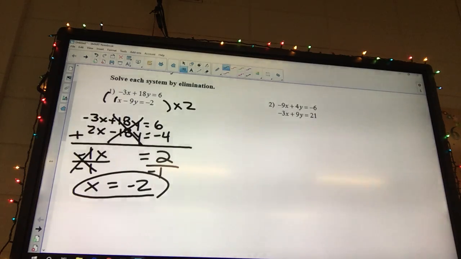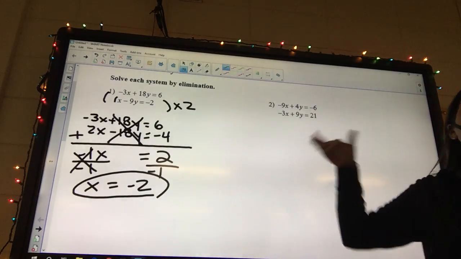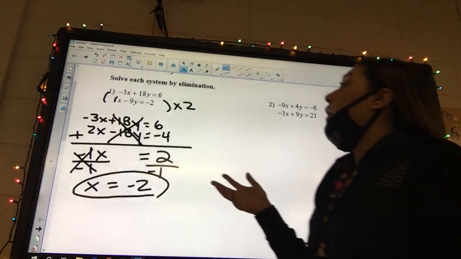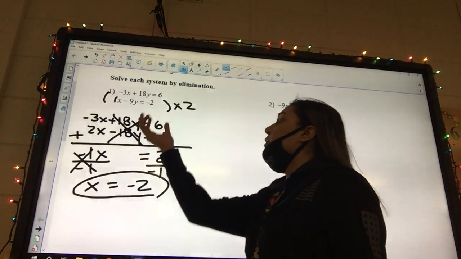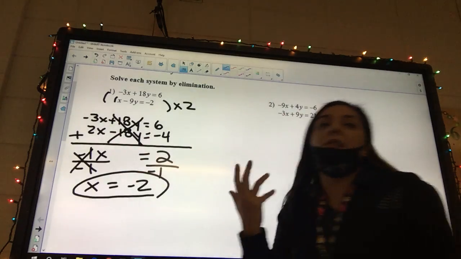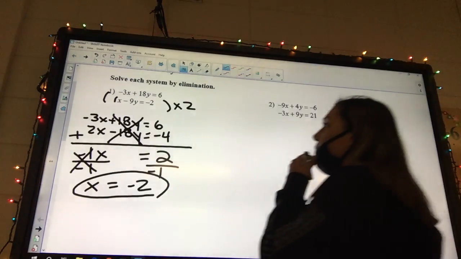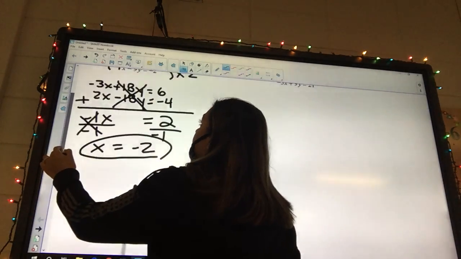Okay, and now we can plug it back in. You can plug it in whatever equation you want to. It does not really matter, but you want to use the original one. So don't use one of your scaled ones just because it's kind of more work. But you can. It's not going to hurt anything. So pick one of the equations and we'll plug it back in. Which one do you want to use? You want to use the bottom one?